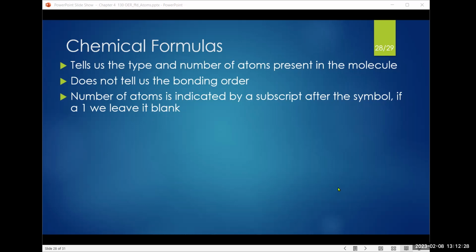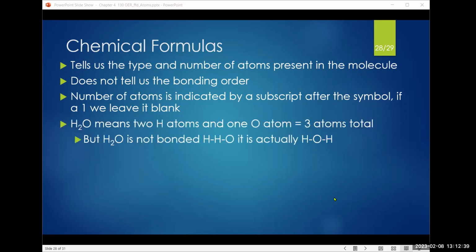Subscripts are utilized. That just tells you how many atoms of that particular element are in the formula. But if there isn't a subscript, it's understood to be a 1, or left blank, just like in mathematics. For example, H2O means there are 2 hydrogen atoms and 1 oxygen atom, which is a total of 3 atoms. This has nothing to do with bonding. Hydrogen is not bonded to hydrogen. We're going to learn how hydrogen is bonded down the road.